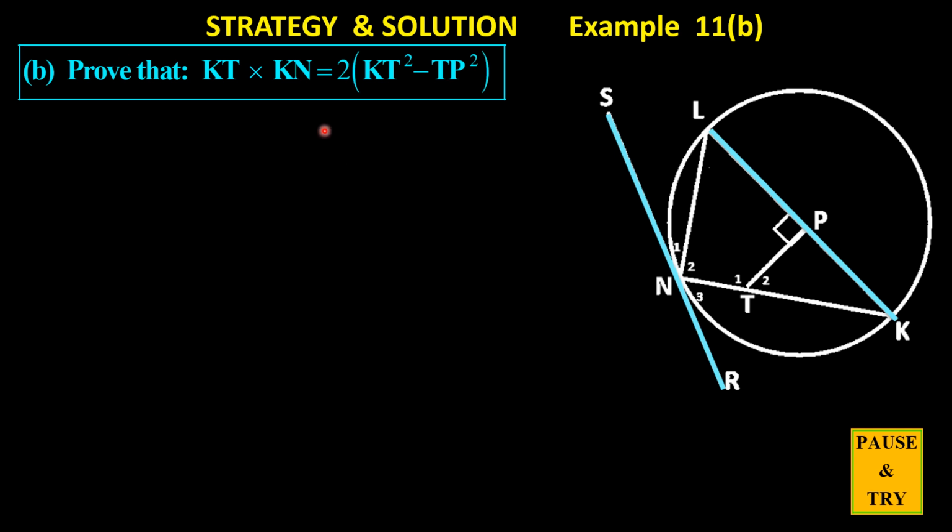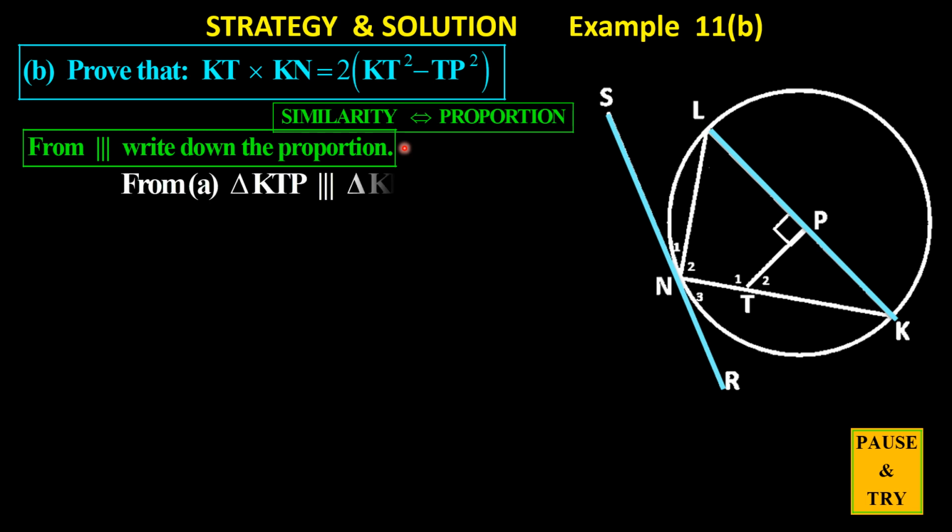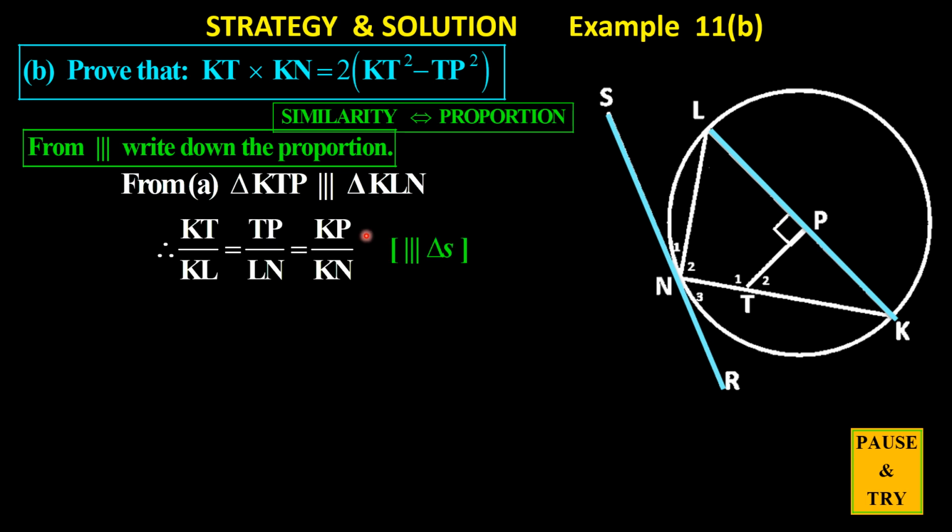This is what we need to prove, and we can see there we've got squares and we've got a subtraction there. Remember what we said, if there's subtraction or addition, we will most probably use the theorem of Pythagoras. So let's see now. In the previous question, whenever you have similarity of two triangles it gives you the proportion of the corresponding sides. So we're going to write down the proportion, and the proportion from KTP being similar to KLN is KT over KL and TP over LN and KP over KN, right?